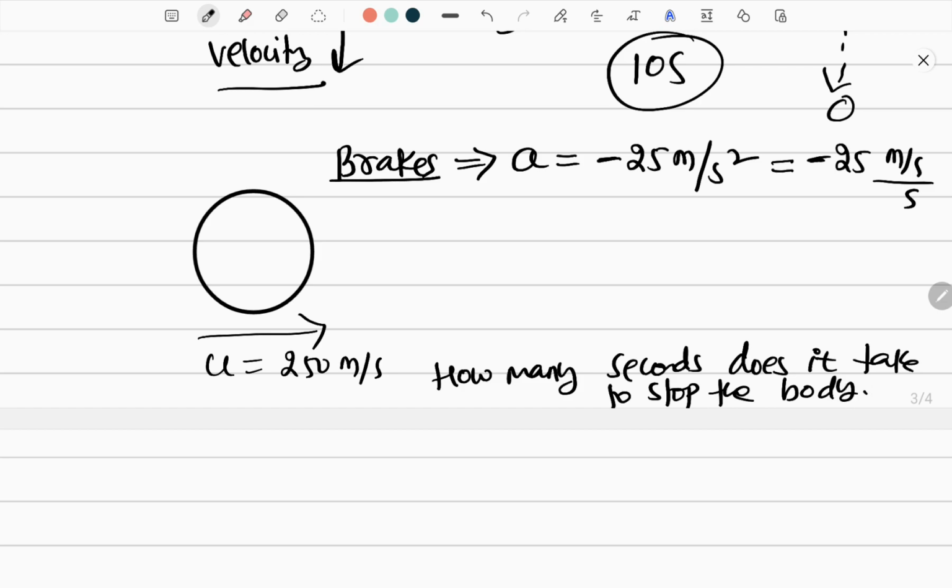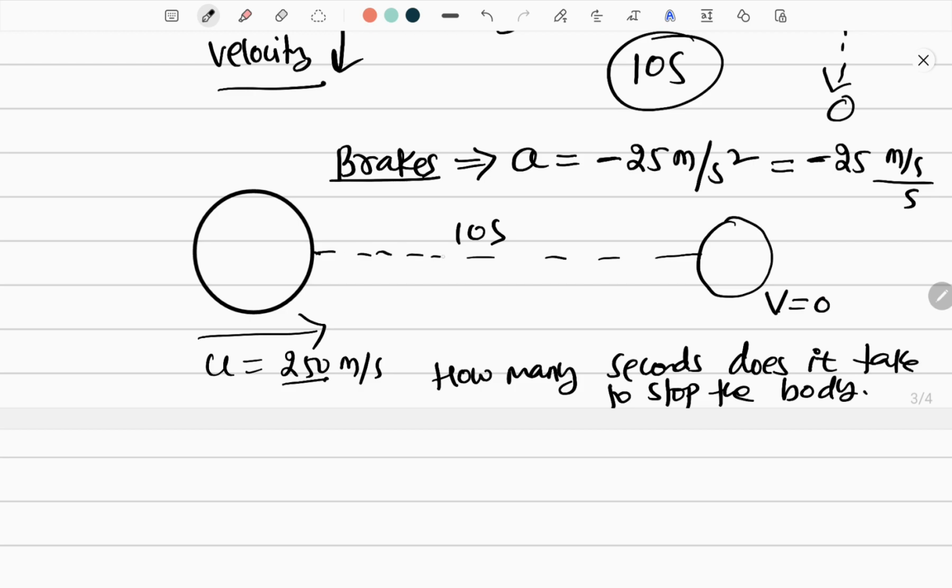Now you tell me. Definitely you must be guessing the answer. Now 25 is decreasing, no? After 1 second it becomes 225, and after another 1 second, 200, like that. For every second how much is decreasing? 25 is decreasing, no? So 25 is decreasing for every second, which means to decrease 250, how many seconds will it take? Don't you think it will take 10 seconds? After 10 seconds the final velocity of this body will be 0.